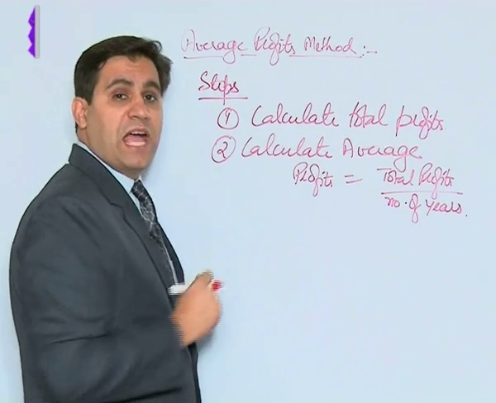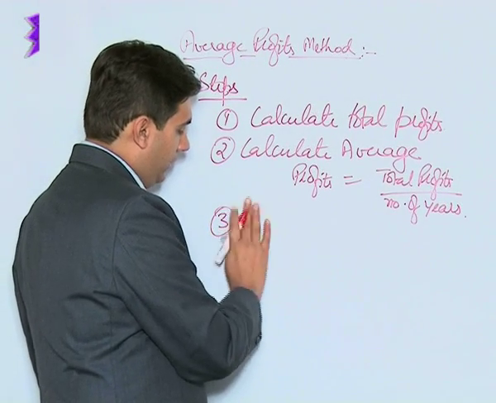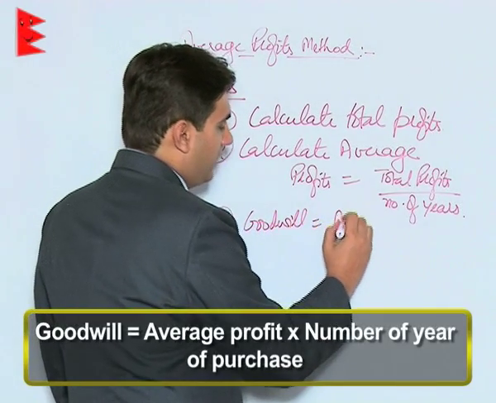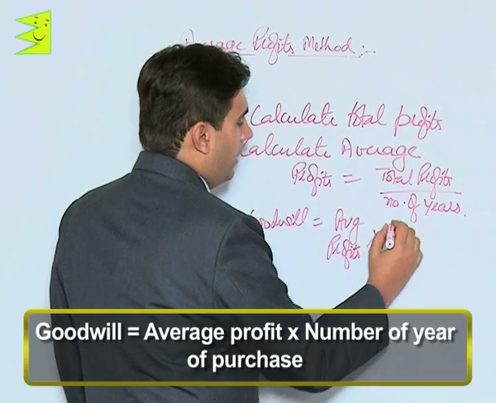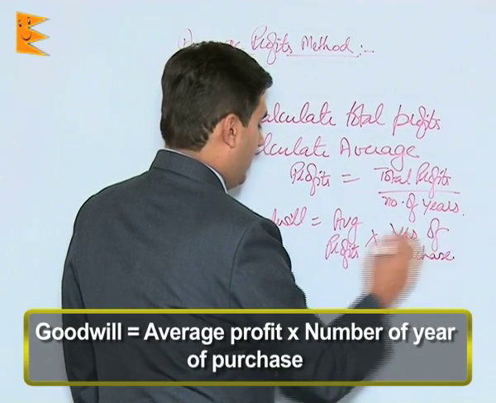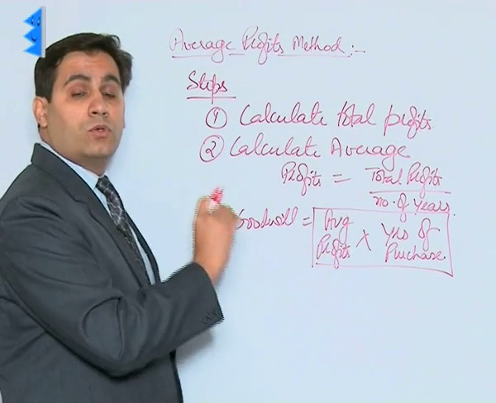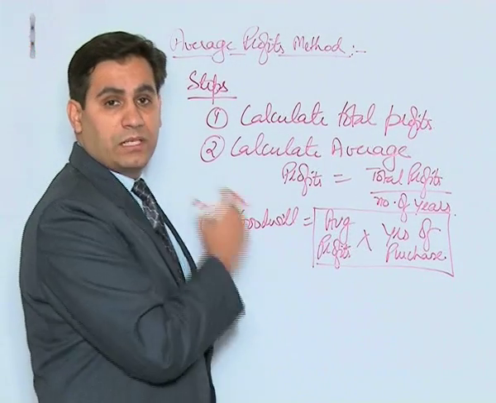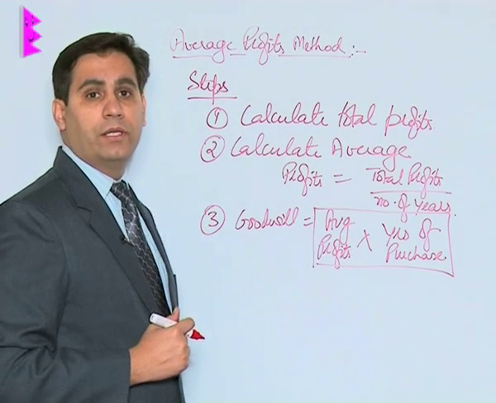Now students, once we have average profits with us, we can then calculate the value of goodwill, which will be equal to average profits into years of purchase. Remember, years of purchase are given in the question directly. You are not required to calculate them. So use the years of purchase that are given in the question, multiplied by average profits. You will get the value of goodwill as per average profits method.